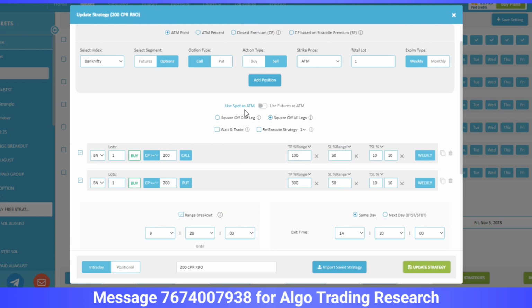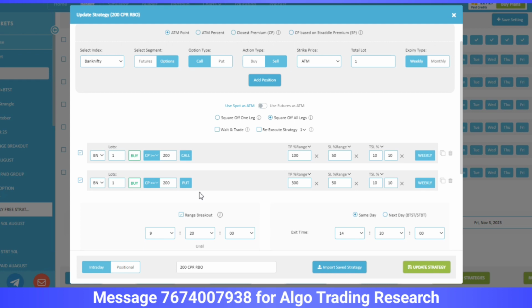Now, apart from that, an important thing is square off all legs versus square off one leg. This is one of the things that most people do not understand. Square off all legs basically means that if any side's stop loss or target gets hit, then the entire strategy will get closed here. But with the one leg option, if let's say the call is activated, but the stop loss does not get hit and the put condition is met, then the put leg will get triggered and both the legs will be entered in this scenario.